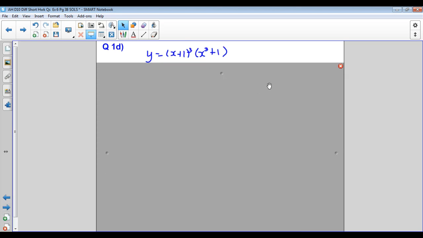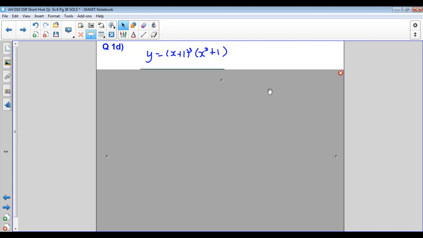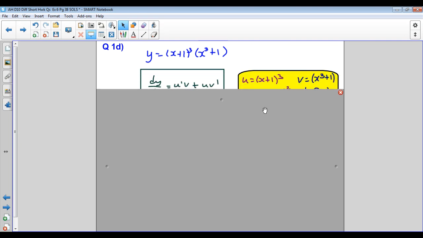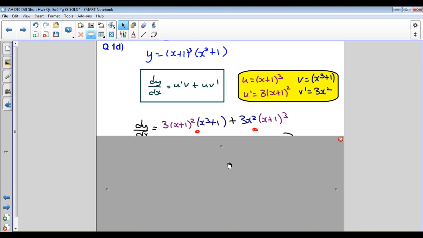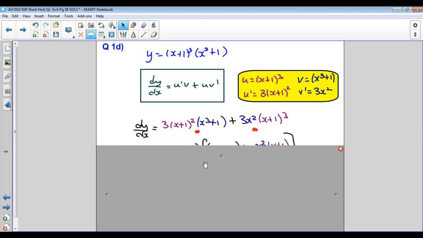Right, product rule. So you've got u is x plus 1 cubed, so you can easily differentiate that. And x cubed plus 1, you don't need to write to the power of 1, you're just differentiating that, and you can do u dash v plus uv dash, remember, for the product rule. 1 mark for the first part, 1 mark for the second part, and your third mark is for bringing it all together.